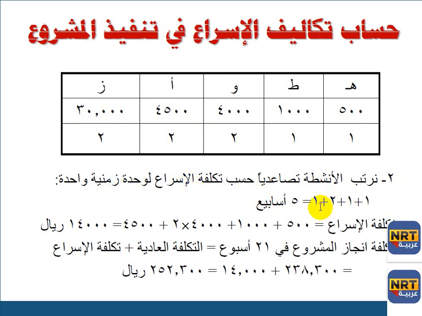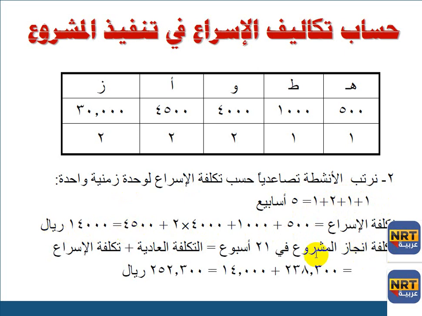1 plus 1 plus 2 plus 1 equals 5 weeks. The crash cost: 500 plus 1,000 plus 4,000 plus 4,500 times 2 equals 14,000 riyal.